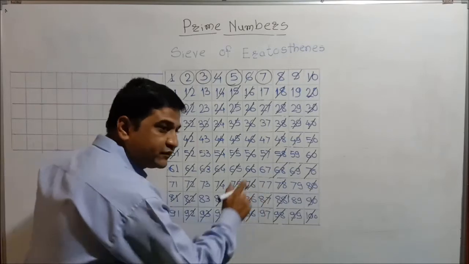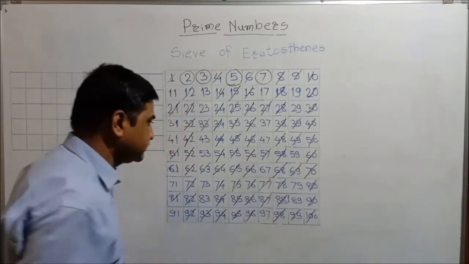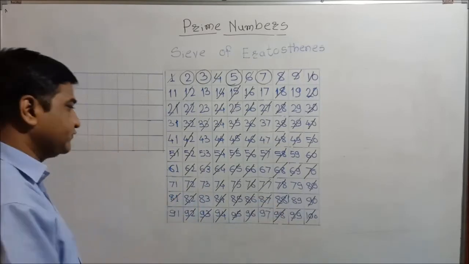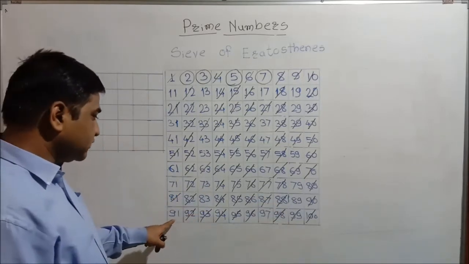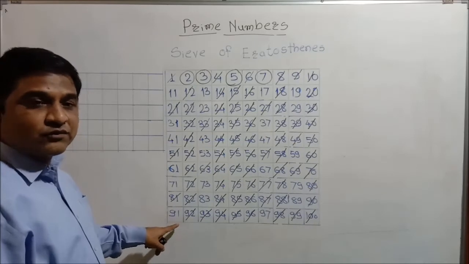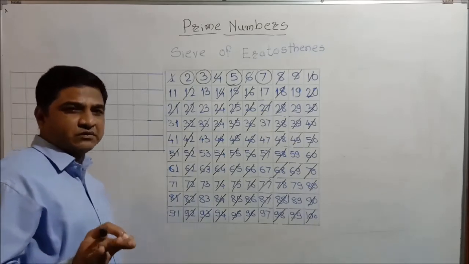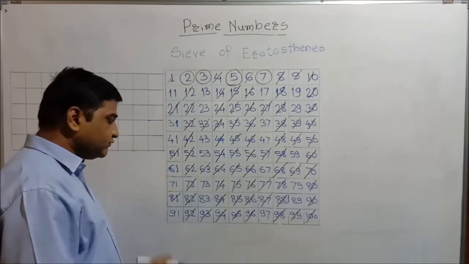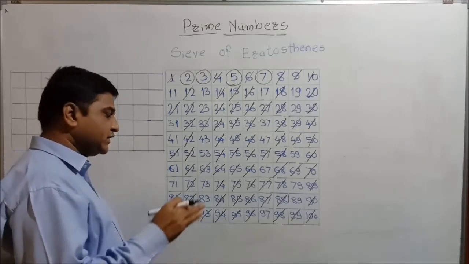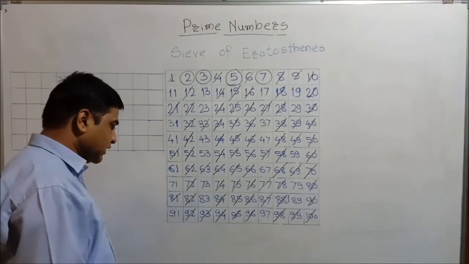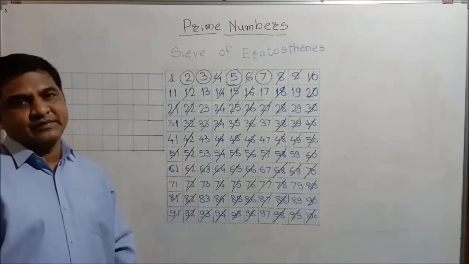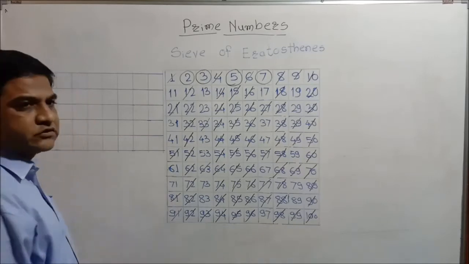We have 77, which is divisible by 7, so cross it. After 77 we have 84 already crossed. After 84 we have 91. You may get confused that 91 may be a prime number, but it is not. 91 can be divided by 7, and when we divide 91 by 7 we get 13 as the quotient and 0 as the remainder. So 91 is also not a prime number. So we cross 91.